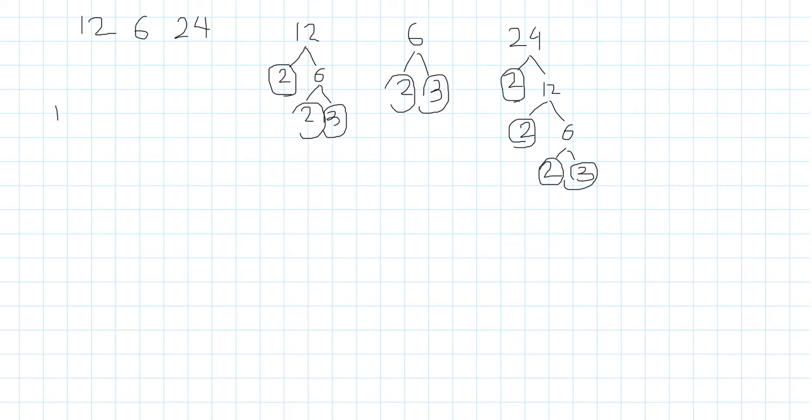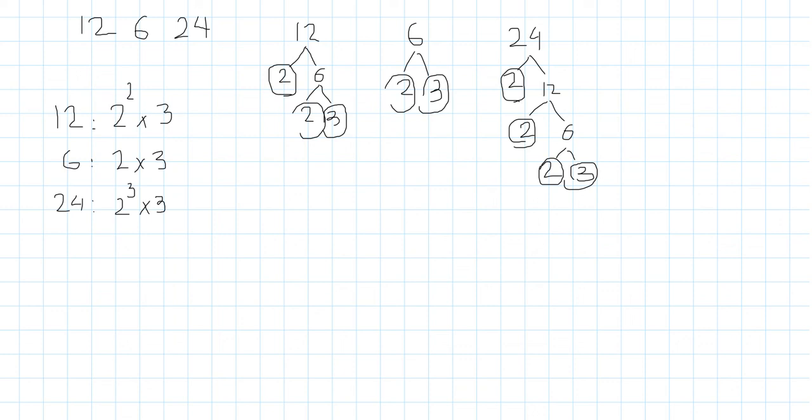Now I write the factors. For 12 I have 2 squared times 3. For 6 I have 2 times 3. For 24 I have 2 to the power of 3 times 3.